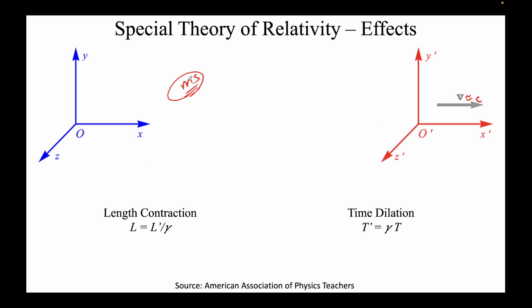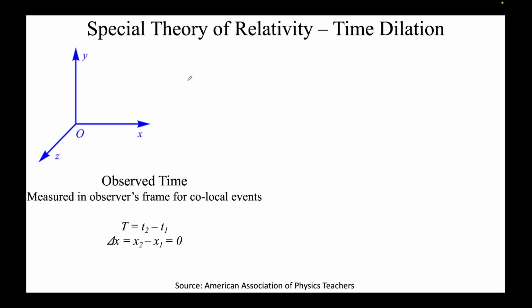So there are two concepts related to this. First is length contraction, second is time dilation. We'll see them one by one. Today, first we'll see time dilation. So first we need to define time. We have taken time for granted. We always see the clock and we know the time. But for this discussion, we need to define time. There is one observed time, which our observer O, sitting in this frame S, is measuring. Observed time is measured in the observer's frame, which in this case is frame S, for co-local events. Now, what is this term co-local? Co-local means this.